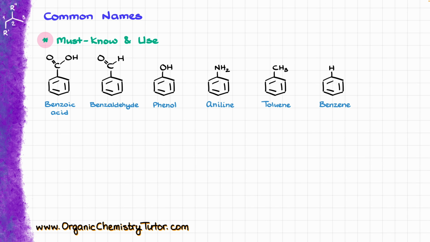When it comes to our common names, there are must-know and good-to-know names. And when it comes to the must-know names, those are going to be the benzoic acid, benzaldehyde, phenol, aniline, toluene, and of course we have our benzene. And when I'm talking about the must-know names, those are also the must-use names as well. These are the retained names that IUPAC requires us to use for the nomenclature of aromatic compounds.